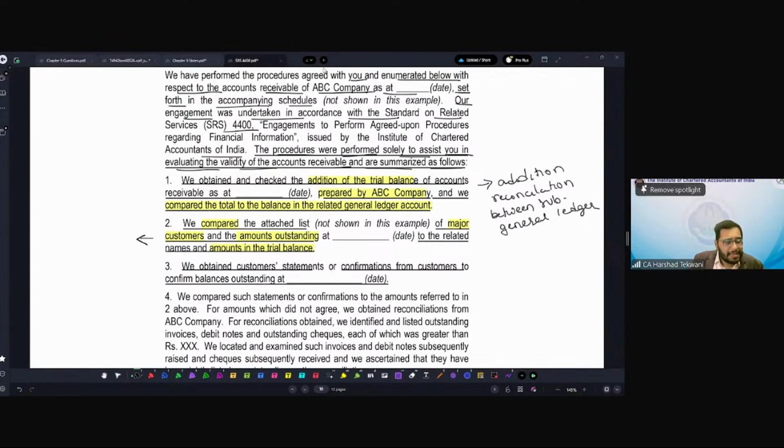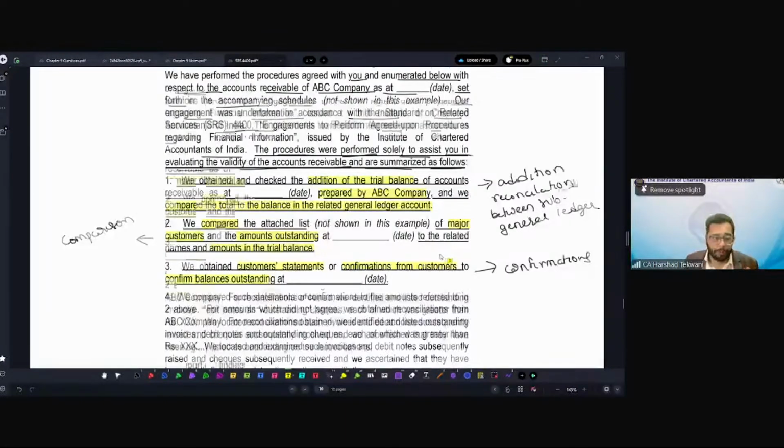Second is nothing but comparison. Over here, if you see, to confirm the balance outstanding, they will obtain customer statements and confirmations from customers, and they will confirm the balance. So these were the procedures that they were supposed to perform. Now see the outcome.